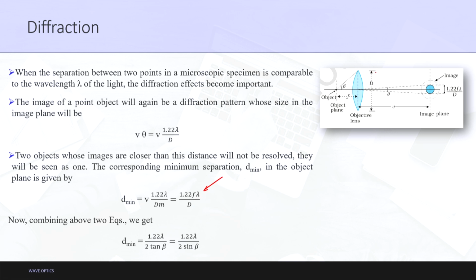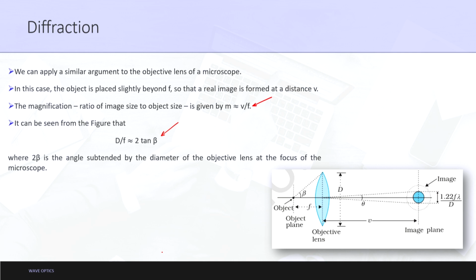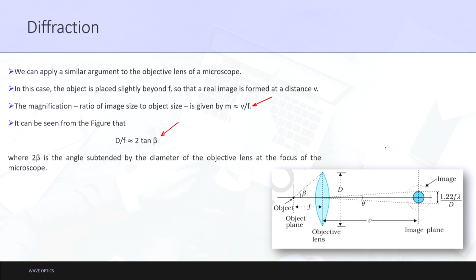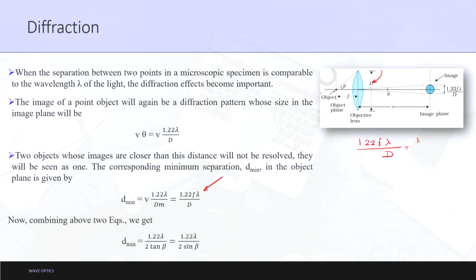What is capital D here? Capital D is the complete distance, as you can see in the figure. f is the focal distance, lambda is the wavelength of the light, and everything else is known. So d min is calculated like this. Also, we can get similarly that d min is equal to 1.22 lambda upon 2 tan beta. How do we calculate this? As we know that d by f is approximately equal to 2 tan beta, in the place of d by f we can directly write 2 tan beta, so d min is 1.22 lambda upon 2 tan beta.